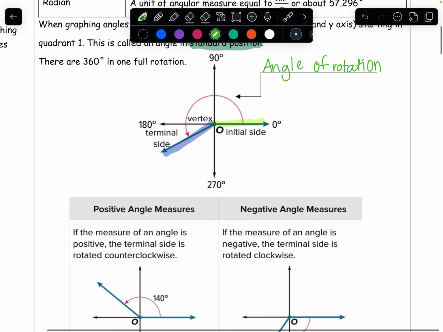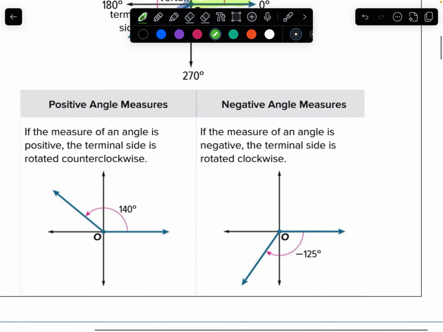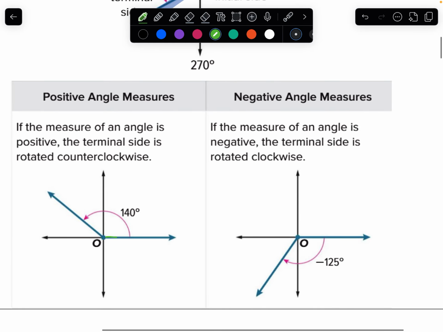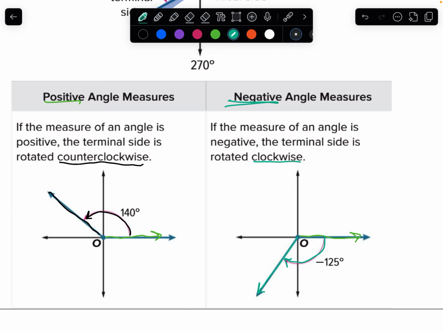So we have our angle of rotation in standard position. Now we can have positive and negative angles. They both have their initial side in the same spot. Now, if it's positive, we rotate counterclockwise, ending in that terminal side. And if it's a negative angle, we go clockwise, still ending with our terminal side.